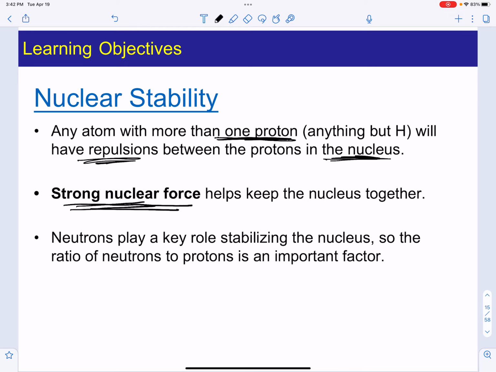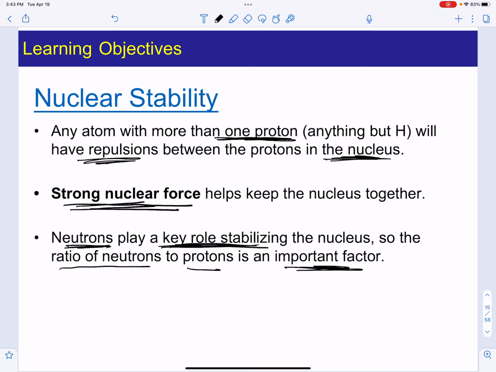And we know that neutrons are important in that regard. So the neutrons are going to be somehow related to the strong nuclear force, but that is out of the scope of this course. So the ratio of the neutrons and protons is an important factor. If you have one proton for every one neutron, that's going to be very stable. At least when you don't have that many protons.